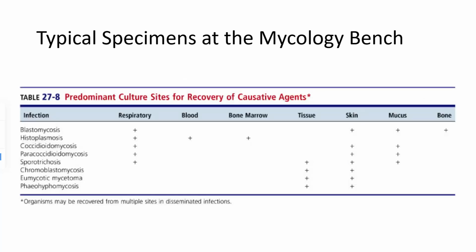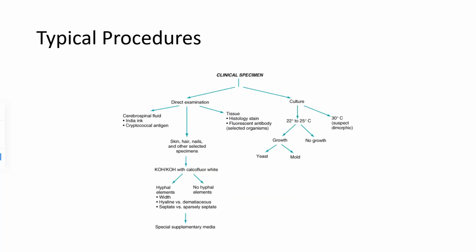So here's some common pathogens and the body locations where you might recover them. And here is the kind of breakdown scheme of how we would go about diagnosing an infection. So once we get a clinical specimen in, we can decide, are we going to do direct examination or culture? And maybe we'll do both. So we're going to talk about the processes of what's involved with direct examination, and then we're going to talk a bit more about how you would culture them and what you would look at after you culture them.